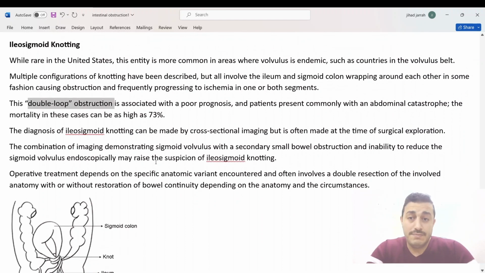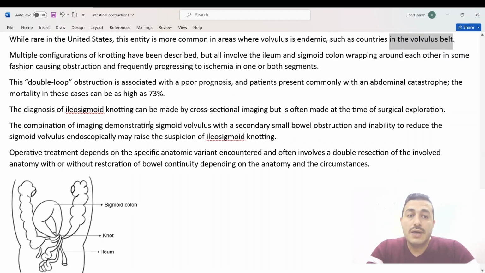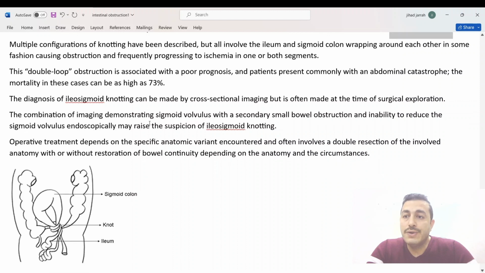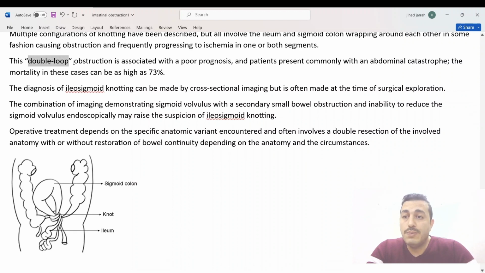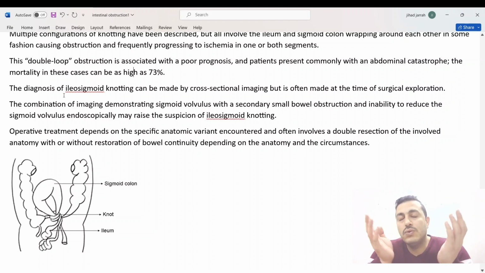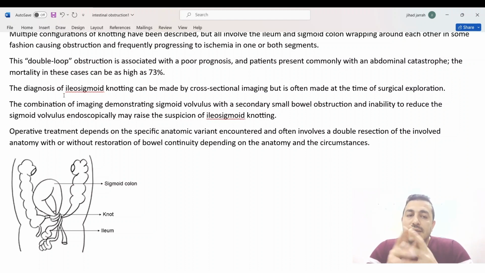Okay, they are not common in the United States, but they are common in areas where volvulus is common, in the volvulus belt. What can we add more? We said there is a double loop obstruction, meaning obstruction in the sigmoid and obstruction in the ileum. We can make the diagnosis on imaging studies, but frequently the diagnosis is made at the time of surgical exploration.